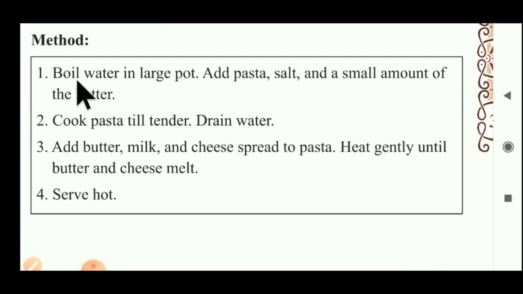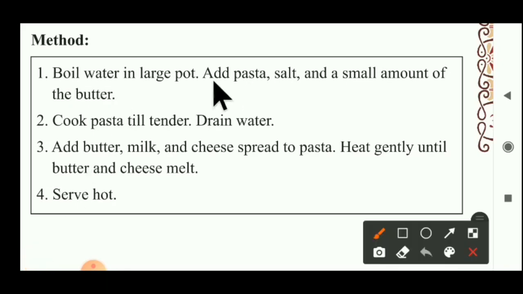First thing is to boil water in a large pot. First, what we have to do to make pasta is take a large pot. In that large pot boil water, add pasta, salt and a small amount of the butter. Now what we have to do is add pasta in that boiled water, then add salt, and add a small amount of the butter. All the things we have to add in a large pot of boiling water. Now the next step is given here, cook pasta till tender.